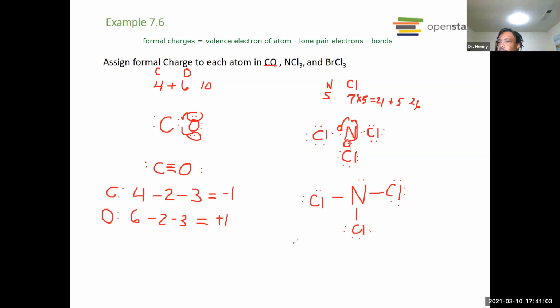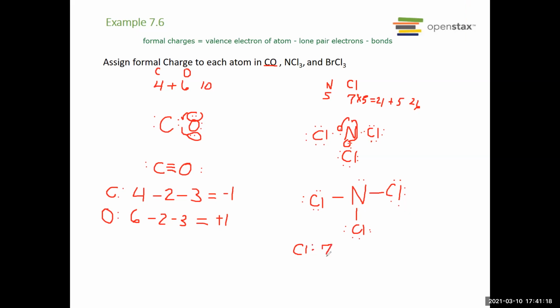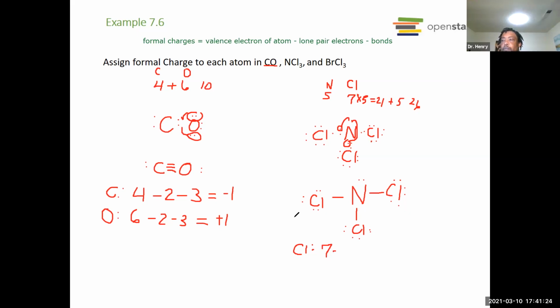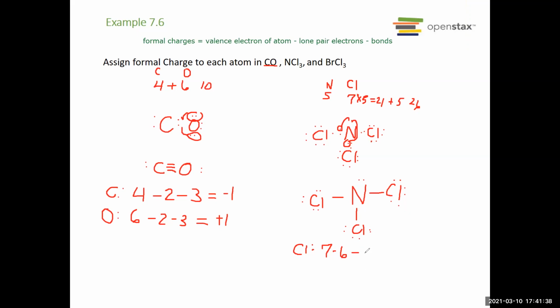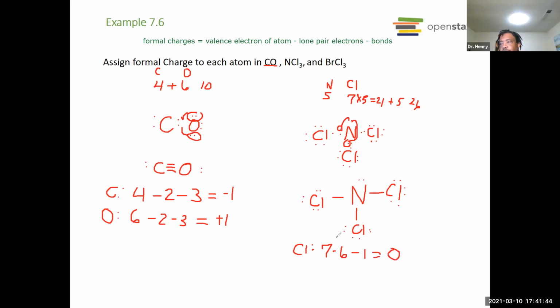Okay. So if we do formal charges for the chlorine, how many valence electrons again does chlorine have? 7. How many lone pair electrons surrounding the chlorine? 6. And how many bonds? 1. Well, that's equal to 0. They're all the same.